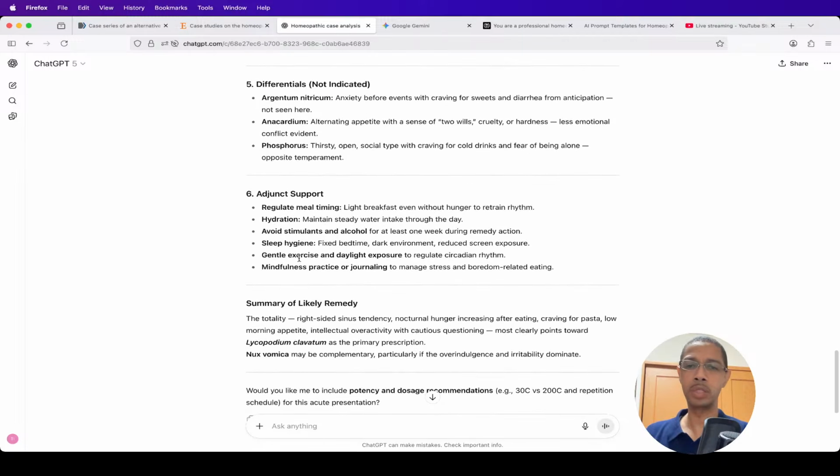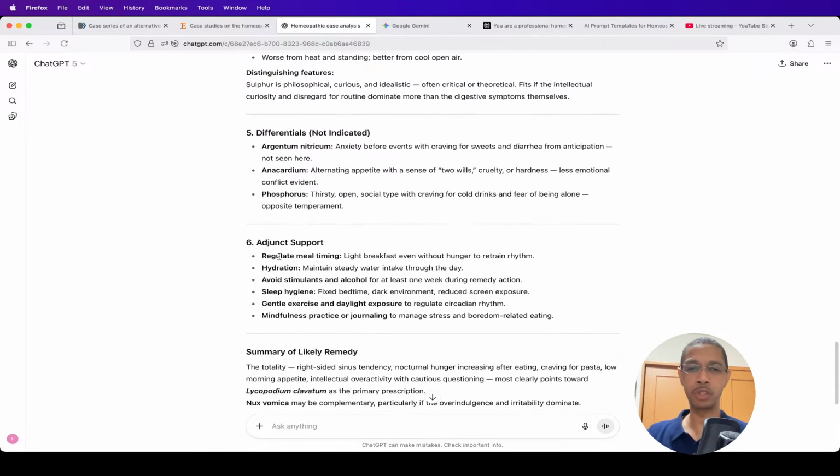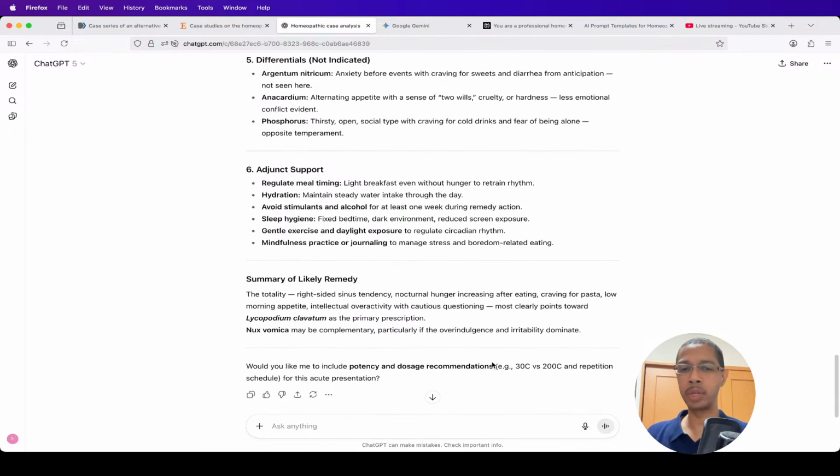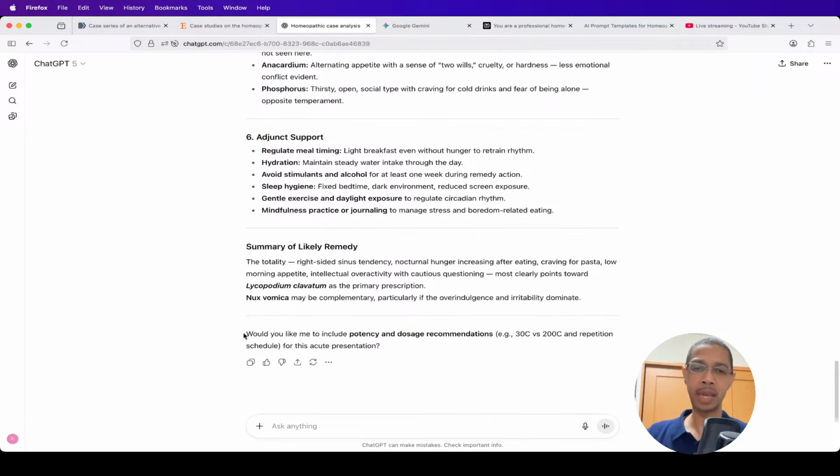But you can see some of the information that it's outputting here, right? Adjunct support as well, and then a brief summary at the end. Now here it's asking if you'd like it to include potential dosage and recommendations. I don't do that. I purposely did not put dosage in there. Again, I think that should be left up to the practitioner. That's your experience.